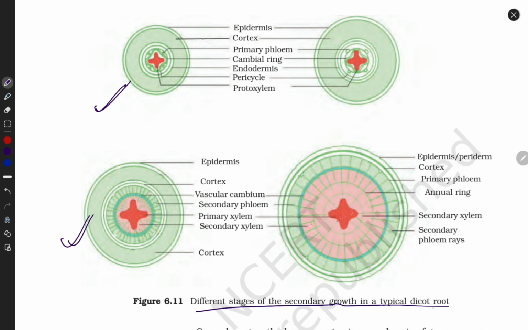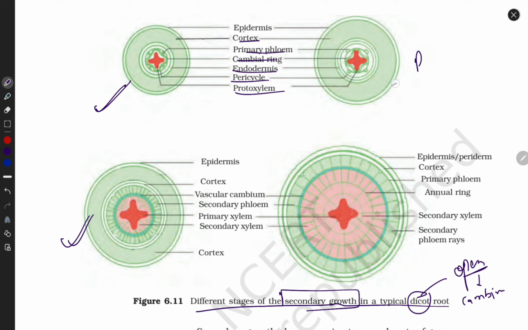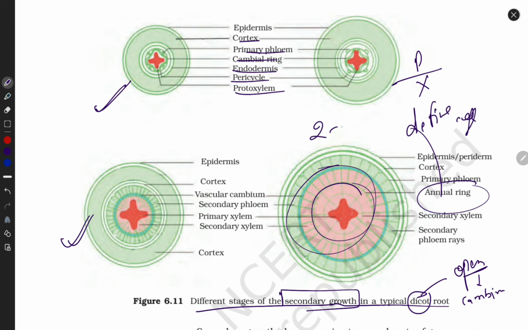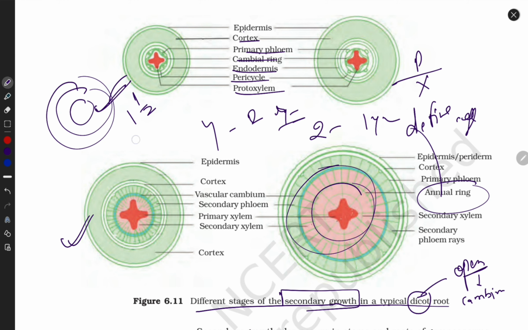Different stages of secondary growth in typical dicot root. Of course, guys, if we talk about secondary growth, definitely we talk about dicot. Why? Because they present what? Cambium. They have epidermis, cortex, primary phloem, cambium ring, endodermis, pericycle, and protoxylem. Phloem, here cambium, and here xylem. Same, these are annual rings. They define the age. 2 rings, it means 1 year. 4 rings, it means 2 years plant. If I draw 3 rings, means 1.5 age. Clear, guys?